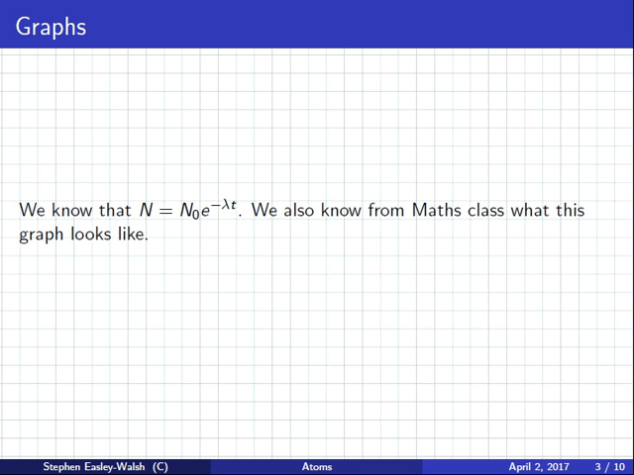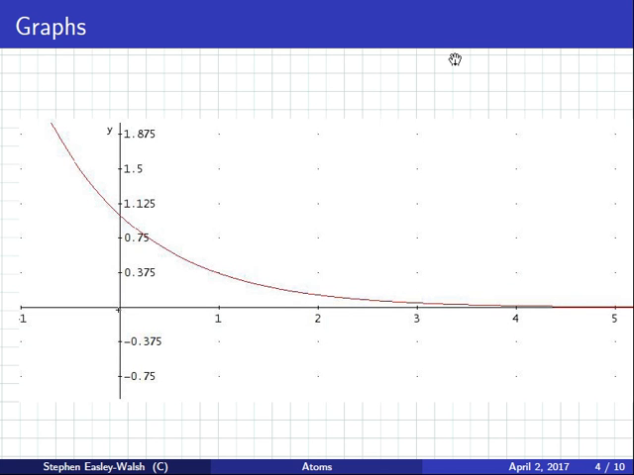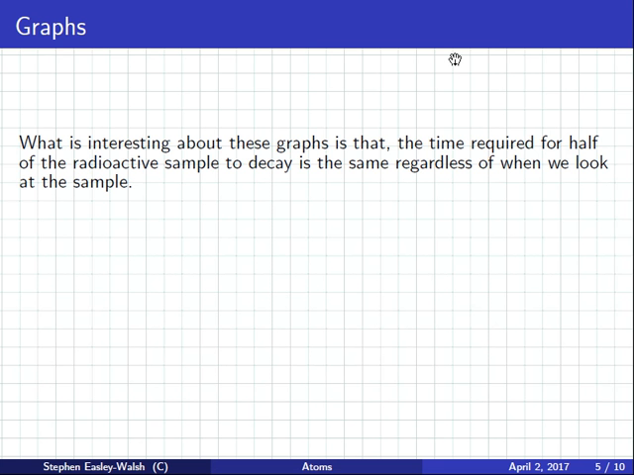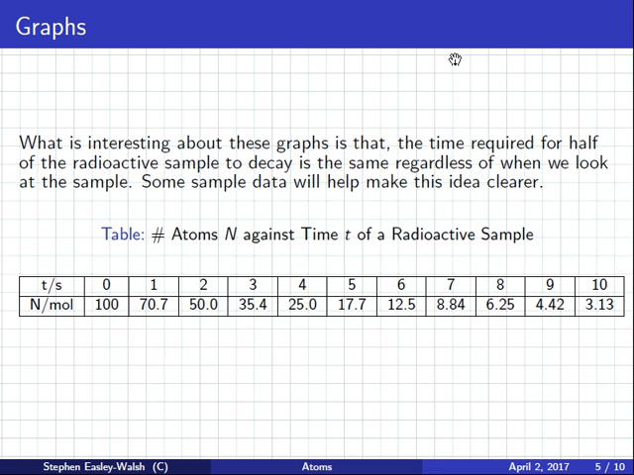What does the graph look like, Andrew? An exponential graph. Oh, funny. And what shape is that exponential graph? Could it possibly look like this? Yes, exponentially decreasing. What's interesting about this graph is that the time required for half to decay is the same regardless of when we look at it. Let me give you some data to make this clearer. What does this mean? That's why I said some sample data will help make this idea clearer.